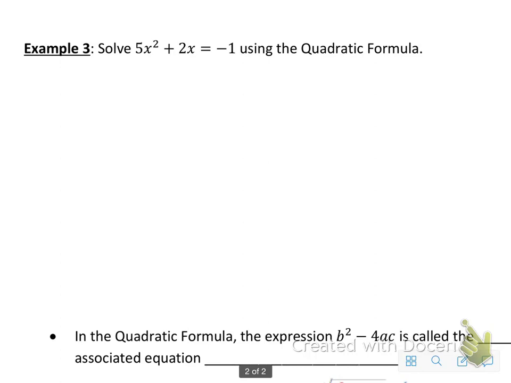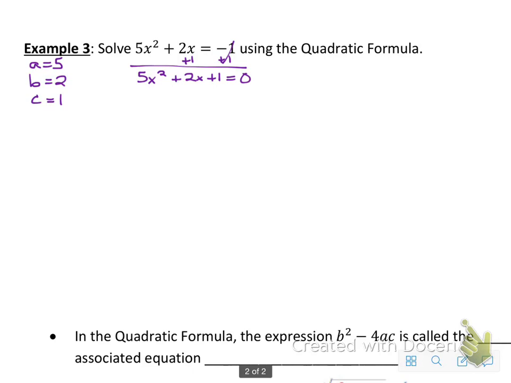Okay, so again, we have 5x squared plus 2x equals negative 1. Well, that negative 1 needs to move to the other side because it has to equal 0. So let's add 1 to both sides. Now remember, whenever you have unlike terms, and I should have said this to begin with, you cannot combine them. So you just put them next to each other like we have done in the past. And now let's write our A, B, and C. So our A is 5, our B is 2, and our C is 1.